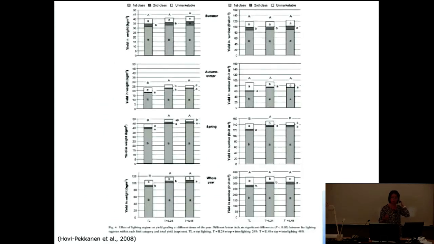All right, so look at the yield. A nice thing about this study was they looked at all seasons, including the high light season, summer, and the low light season, winter. So from the top to bottom: summer, autumn, winter, spring, and whole year.